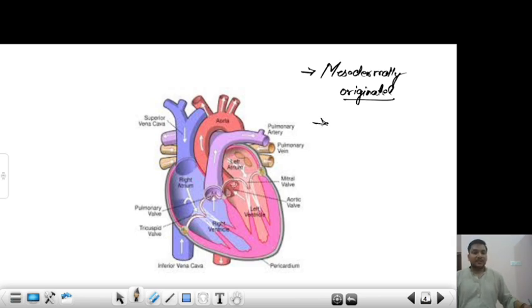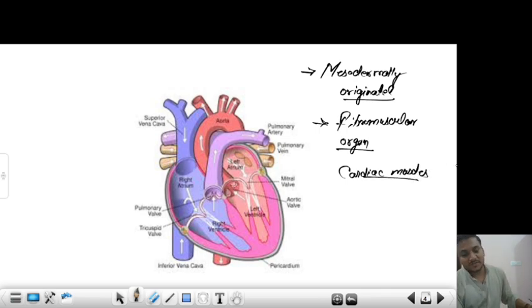Another important thing is it is also known as fibromuscular organ. It is also known as fibromuscular organ because it is made up of specialized muscles, that is cardiac muscles. If you look here, this covering over the heart, this is known as pericardium.